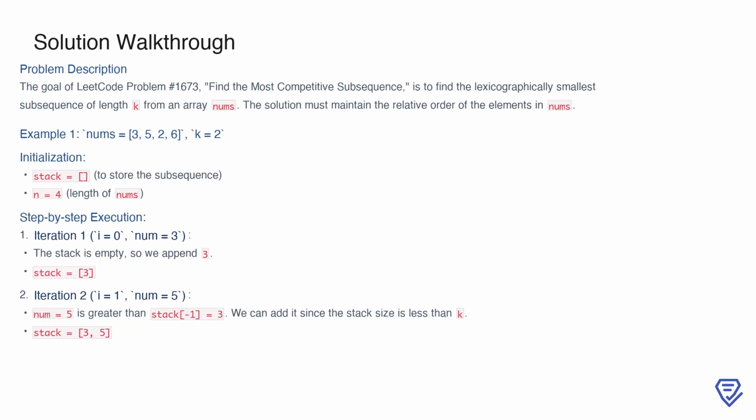In the first iteration, we encounter the number 3. Since the stack is empty, we append 3 to it, resulting in a stack of 3. In the second iteration, we come across the number 5. Since 5 is greater than the top element of the stack, which is 3, and the stack size is still less than k, we append 5 to the stack. Now, the stack becomes 3, 5.